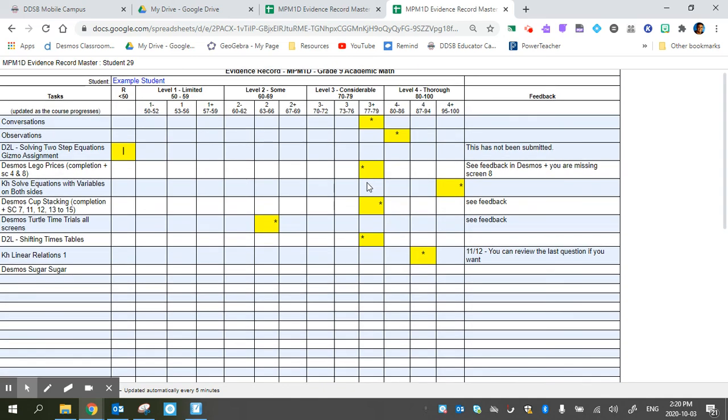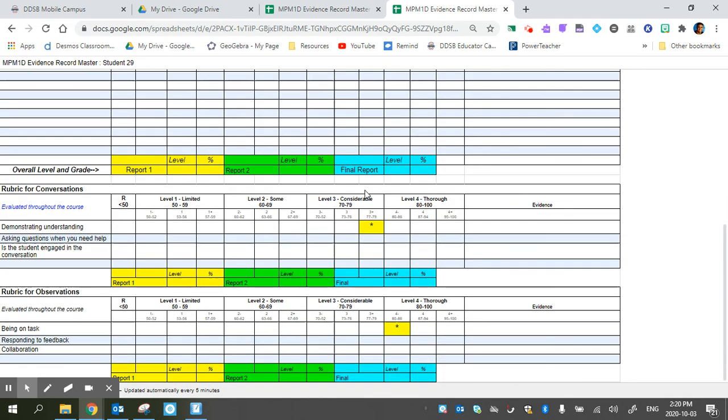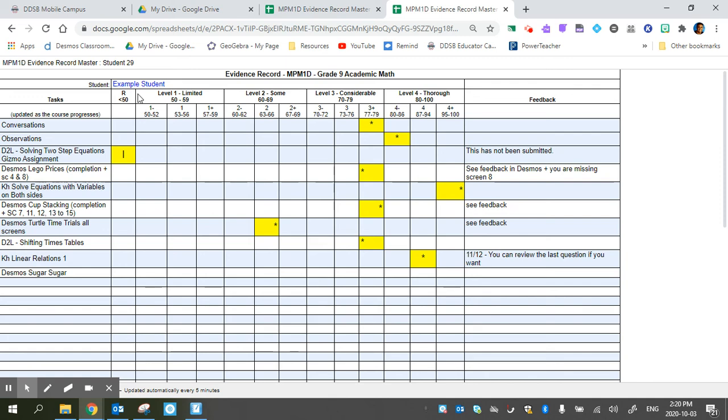So for example, for these reports so far, in the case of this student, we can think that they are demonstrating a considerable level of understanding, level 3 plus for demonstration of understanding, and they are usually there. You can see they are level 4 for being on task, which is obviously very positive, very good. These will be populated gradually, and we focus on one item per report cycle. So this is the evidence record.